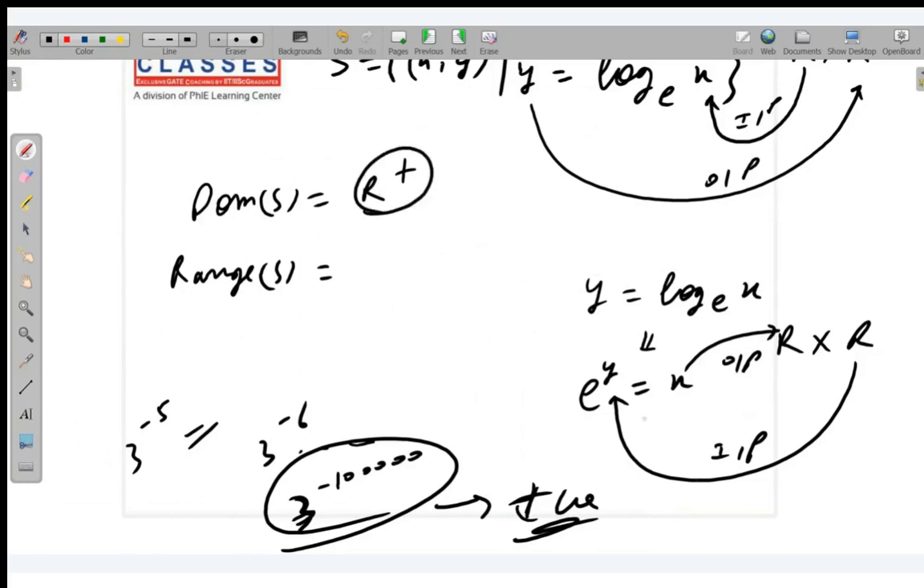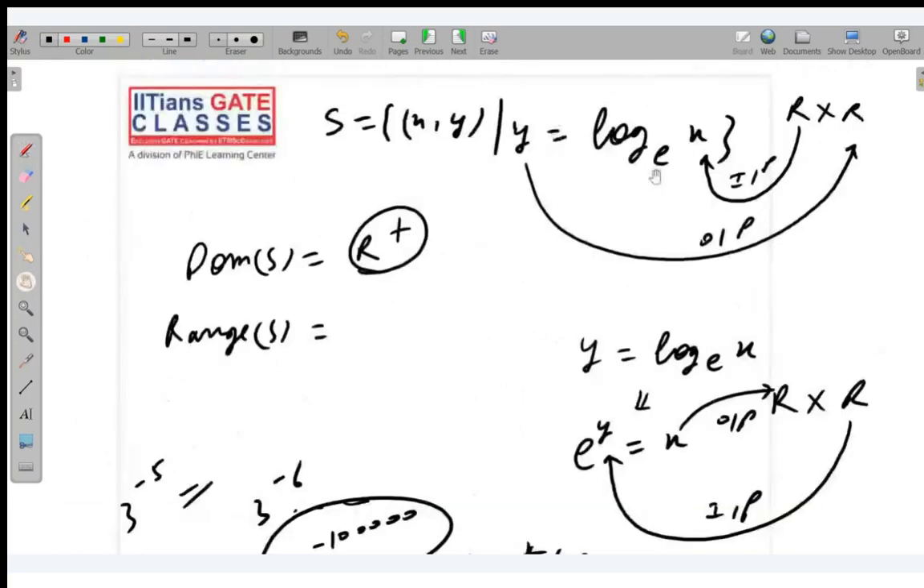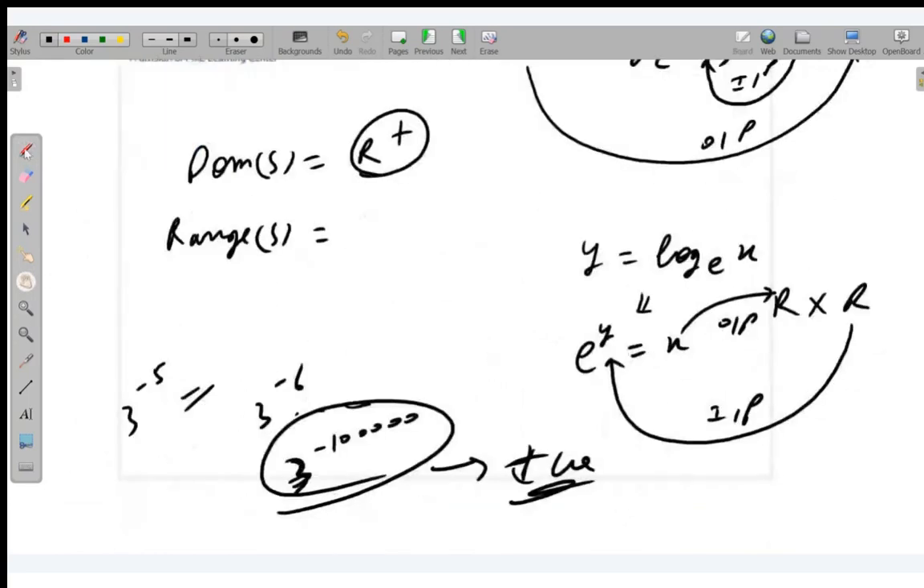So if you do not have an idea about this log, from here you can guess. So this is the definition. y is equal to log to the base e of x means e power y is equal to x. This is the definition of log only.